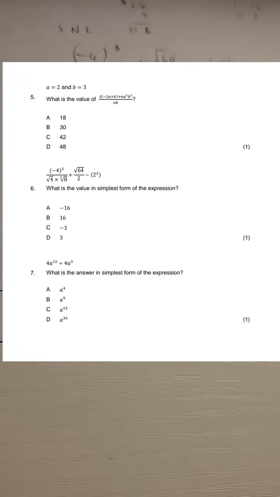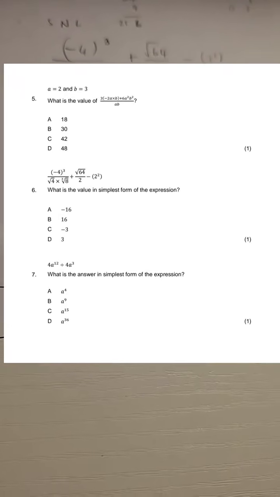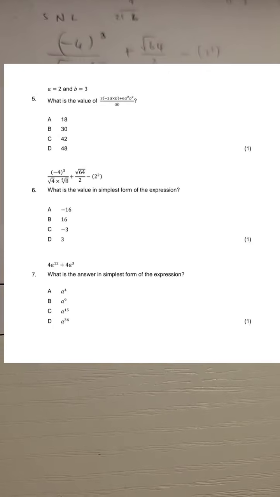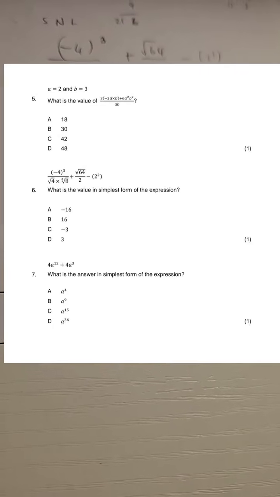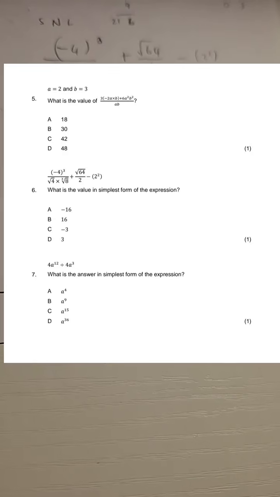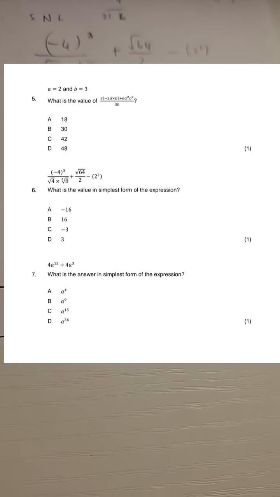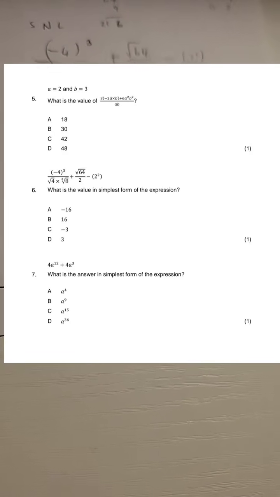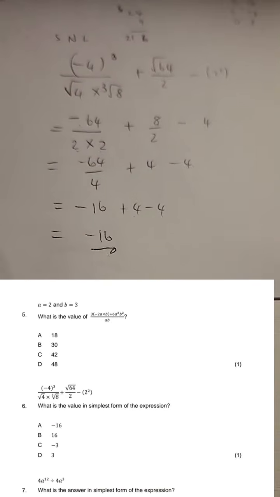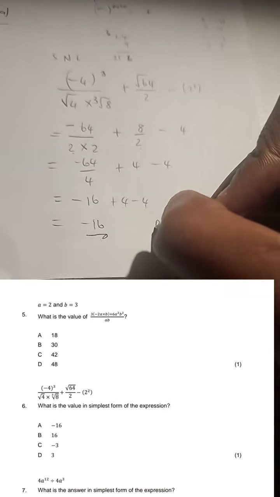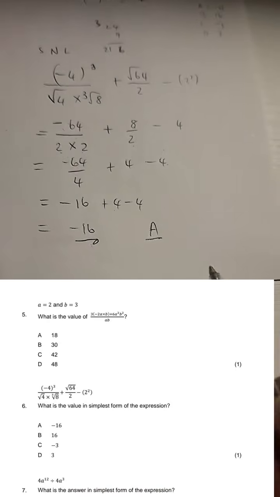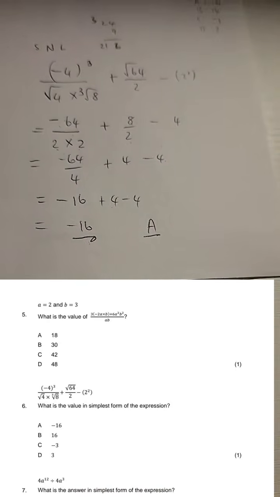So we go back to our options. What is the value in simplest form of the expression? Is it A, negative 16, B, 16, C, negative 3, or D, positive 3? Guys, positive 3 is out, negative 3 is out, B, which is 16, is out. It's A. So choose that option after calculating, please.